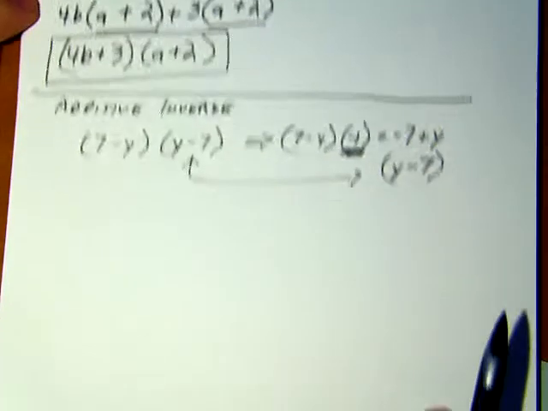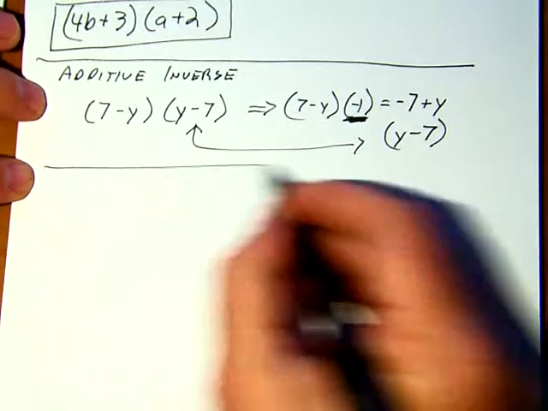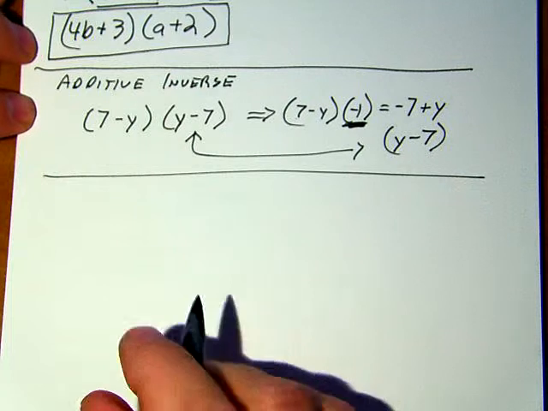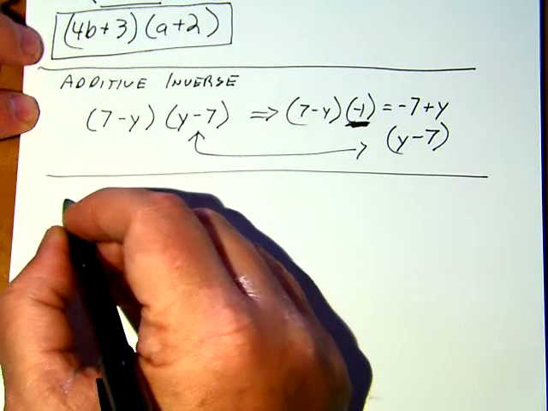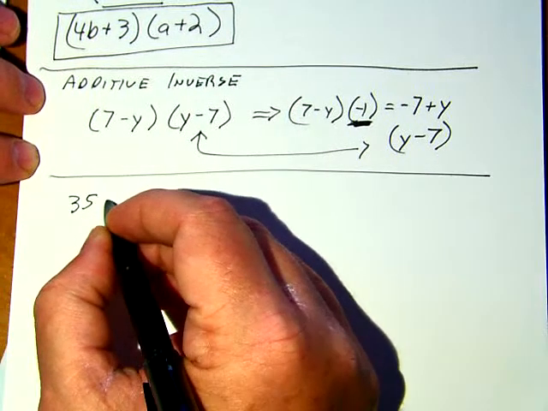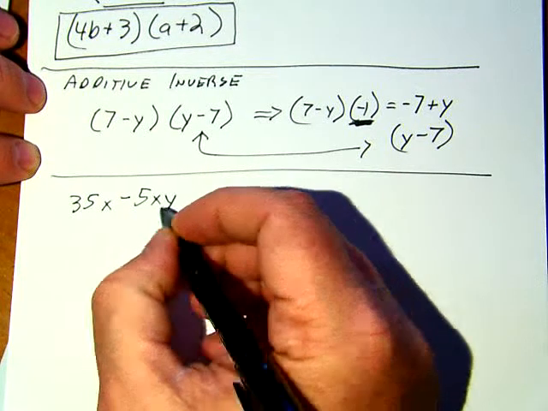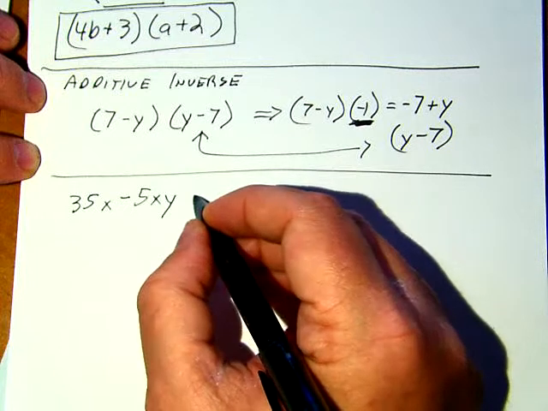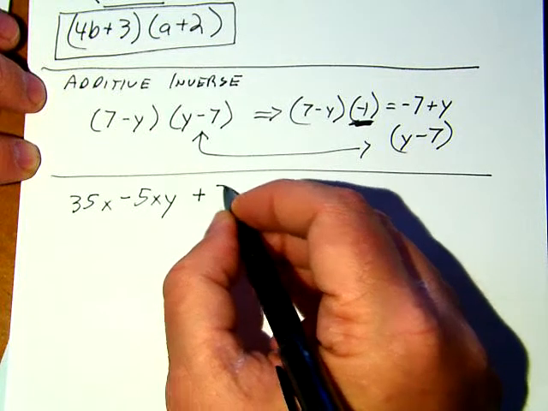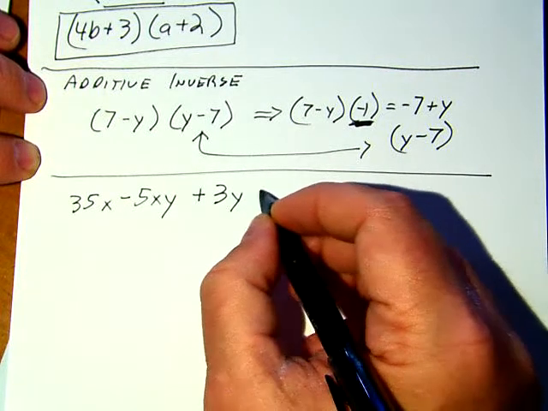Let's see that in action. Let's say we actually have this problem: 35x minus 5xy, and then we want to add to that 3y minus 21.